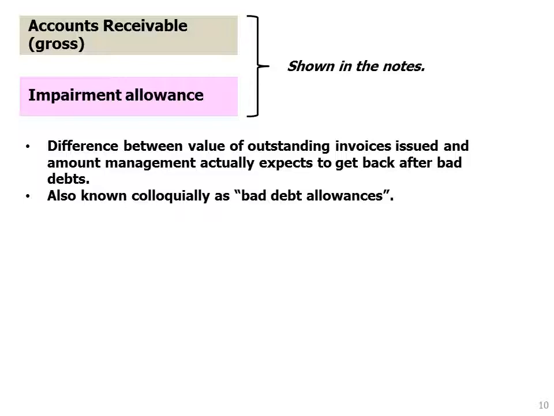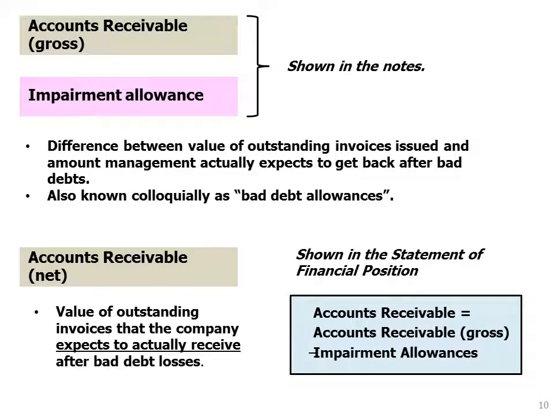The accounts receivable gross and the impairment allowance are both shown in the notes. What appears on the statement of financial position is accounts receivable net of impairment allowances. This is the value of outstanding invoices that the company expects to actually receive after bad debt losses. So in the statement of financial position, we see accounts receivable net of impairment allowances.